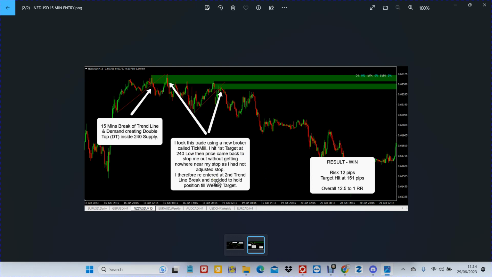So I therefore re-entered on a second trend line break and decided to hold the position to a weekly target. Result: risk 12 pips, target 151. Overall was a 12.5 to 1, which is not the best. I like the 20 and 30s on these bigger time frames, but you get what you're given. And that was the trade journaling on that.